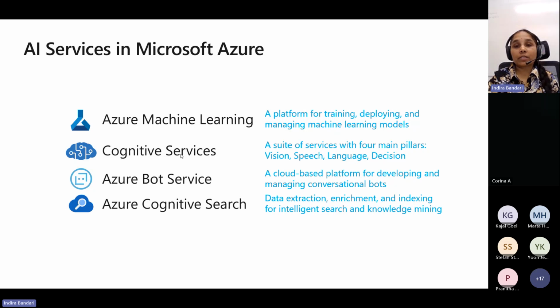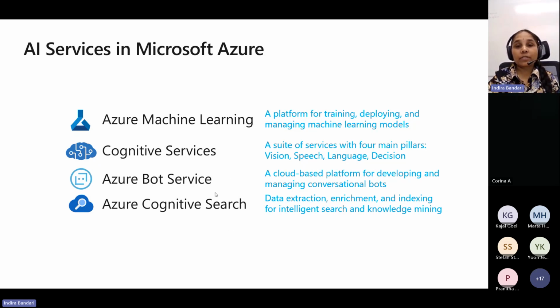And cognitive services. There are a lot of cognitive services under these four main pillars: vision services, speech services, language, and decision. Underneath each one, under vision you have computer vision, custom vision, and so on. Under speech, you have text to speech, speech to text, and other services. And under language, you have text analytics, keyword extraction, sentiment analysis, those kinds of things.